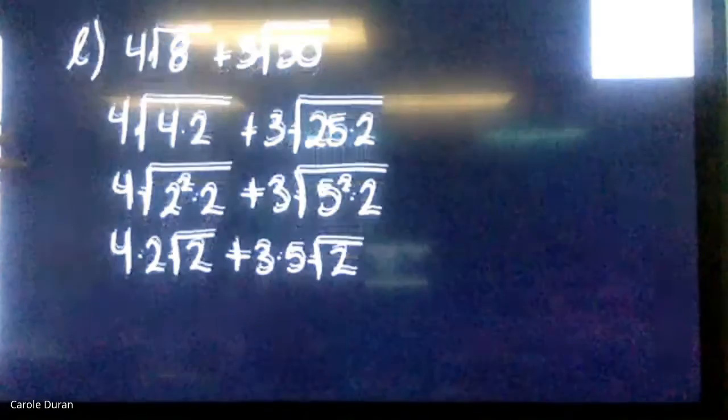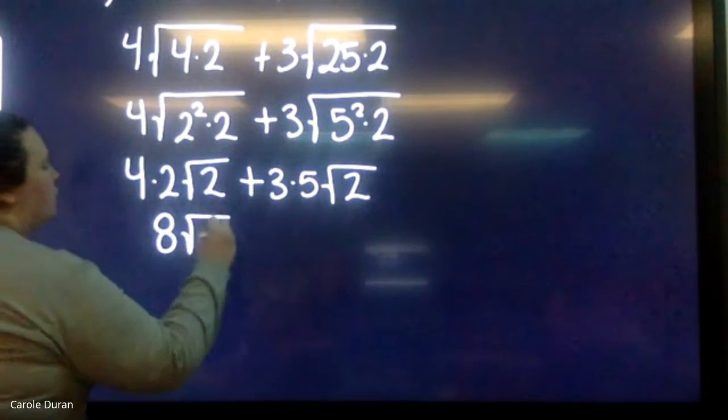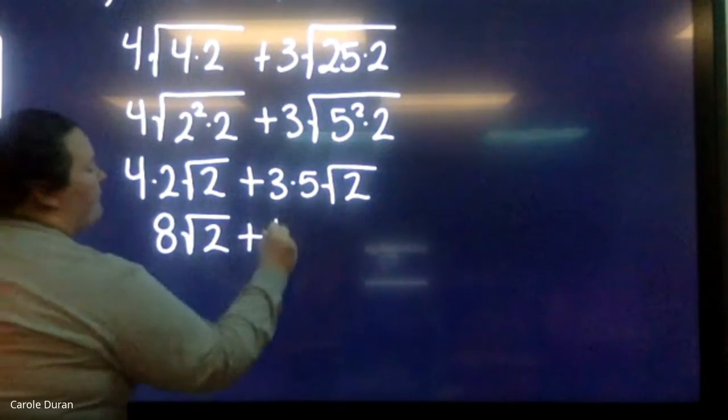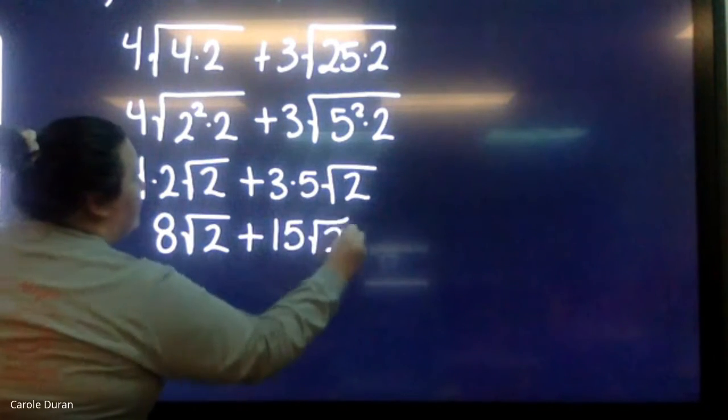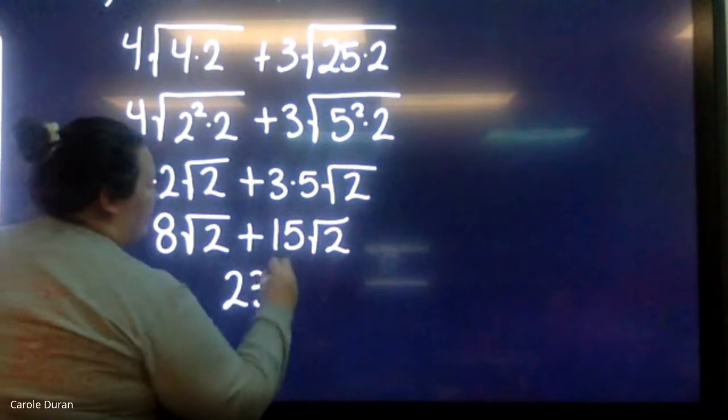I go ahead and multiply the whole numbers together. 4 times 2 becomes 8, leaving the radical 2 there. 3 and 5 becomes 15, again leaving the radical 2. And then I add my 8 and my 15 together and put the radical with my answer. So it's 8 plus 15, 23. So this becomes 23 root 2.